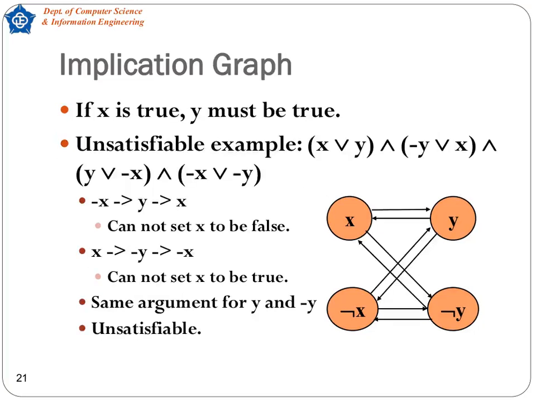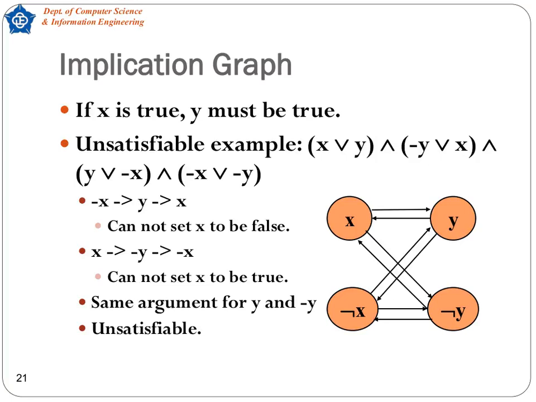Now let's see how an implication graph reveals unsatisfiability in a simple two-variable formula. Remember, each clause of the form A or B gives us two implications, not A implies B, and not B implies A. Here we have 4 clauses, x or y, not y or x, y or not x, or not y. From these clauses, 2 critical cycles emerge.